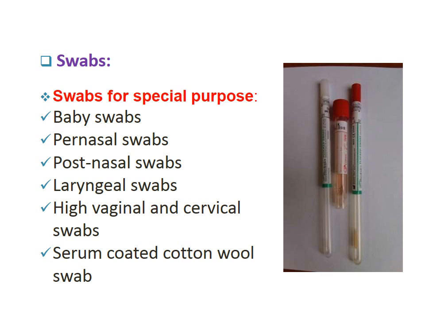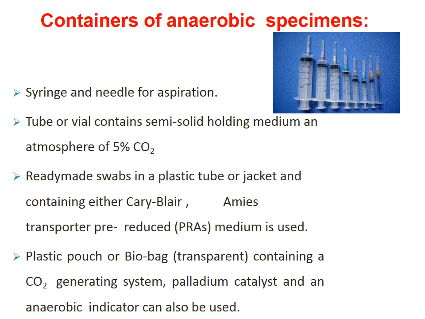And these swabs are used for particular types of specimens. And finally, the containers which are used for anaerobic specimens. As a part of specimen collection, in some types of infection we will be collecting anaerobic specimens. For that, generally we need a syringe and needle for aspiration, and apart from that we also need a tube or vial which contains a semi-solid holding medium with an atmosphere of 5% carbon dioxide, as it may maintain the anaerobic condition in the sample containers.